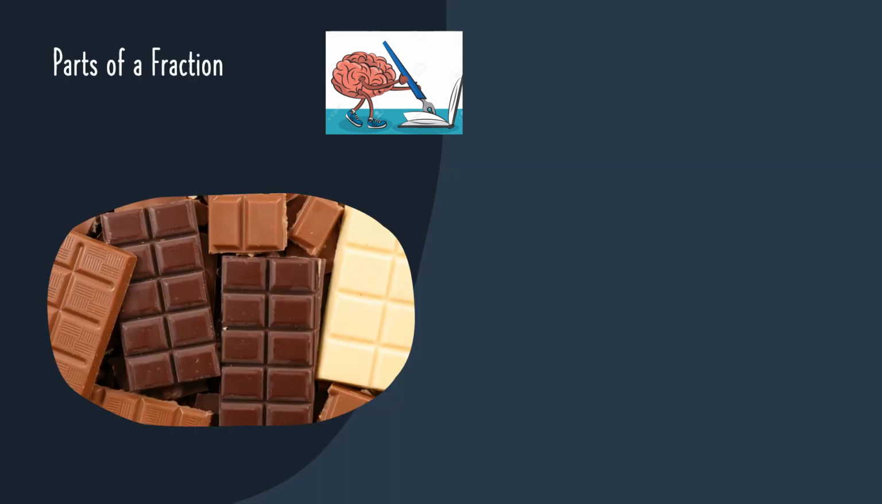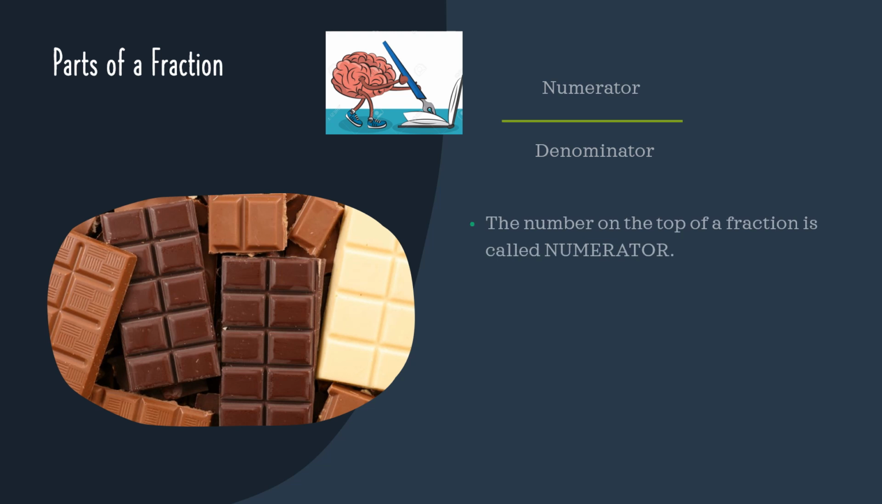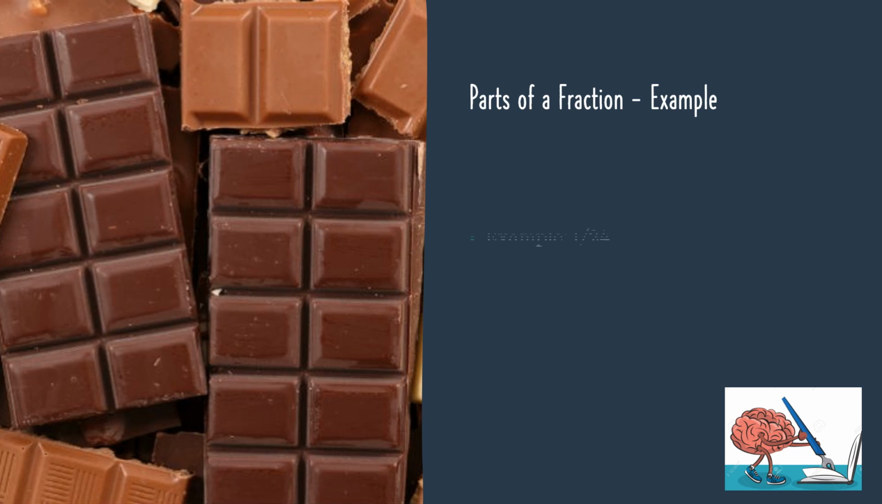Before we start our lesson, let us quickly recap the different parts of a fraction. This is how a fraction looks like. The number on the top of a fraction is called a numerator. The number on the bottom of a fraction is called a denominator. So for example, in 1 by 24, 1 is the numerator and 24 is the denominator.